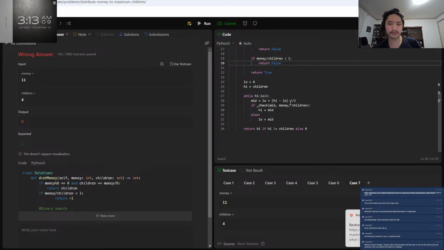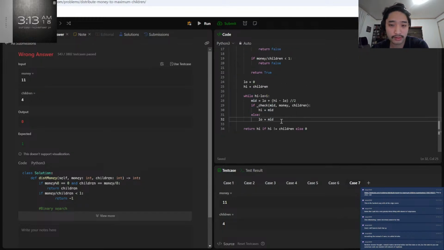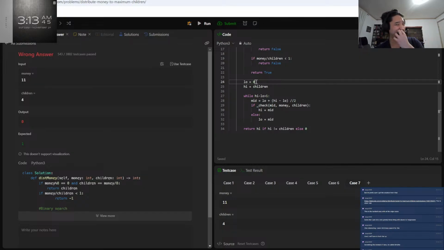Like in what universe? DevGod 2020. This is what I did, the LeetCode submission for distribute money to maximum children. Is it because... No, this shouldn't. Why output 0? DevGod 2020. But I'm pretty sure I got the solution from Vlad. But why is this incorrect? Like what's the steps?